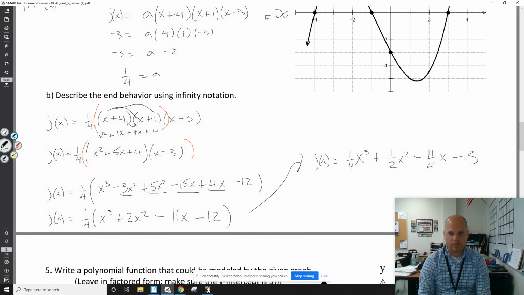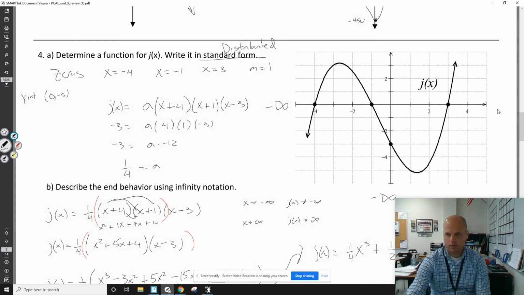As x goes to negative infinity, our y's are going to negative infinity. I guess this is j of x, not f of x. As x goes to positive infinity, j of x is going to positive infinity. As x goes to the right, the y's are going up.